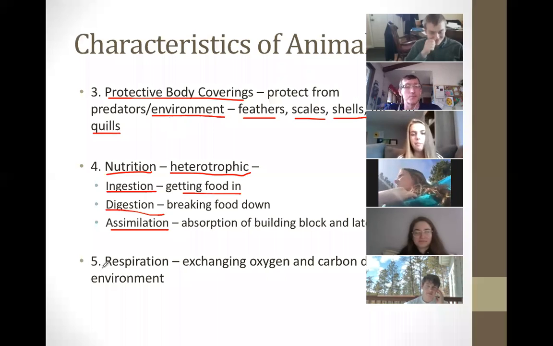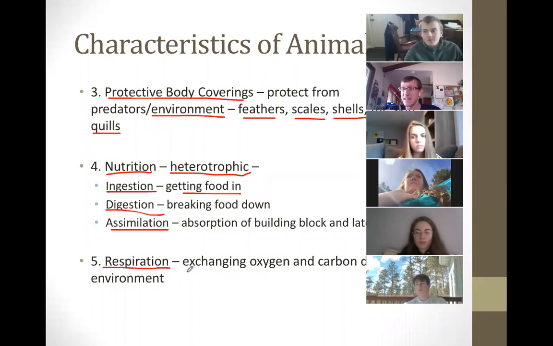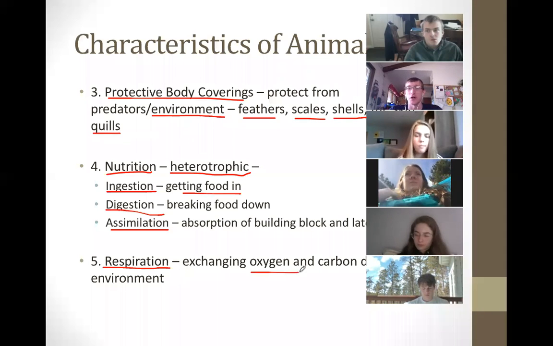Okay, and then respiration. All animals have to respire. Now, this can be done with gills. This can be done with lungs. This can be done through their skin. There's a lot of ways you can do respiration, but you have to exchange oxygen and carbon dioxide with your environment. We want the oxygen in. We want the CO2 out, right?